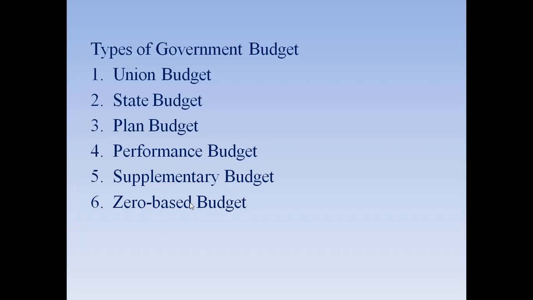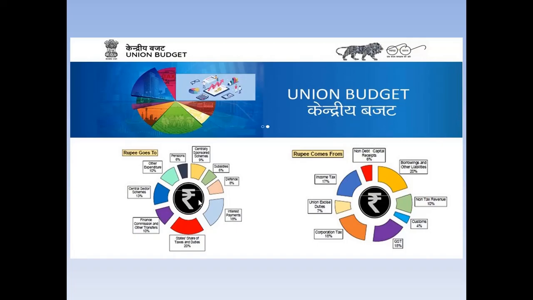So, union budget. Now, what is union budget? When the budget is prepared by the central government of any country, that is called the union budget. And in India, it is prepared and proposed in the month of February. So let's have a look at the union budget.